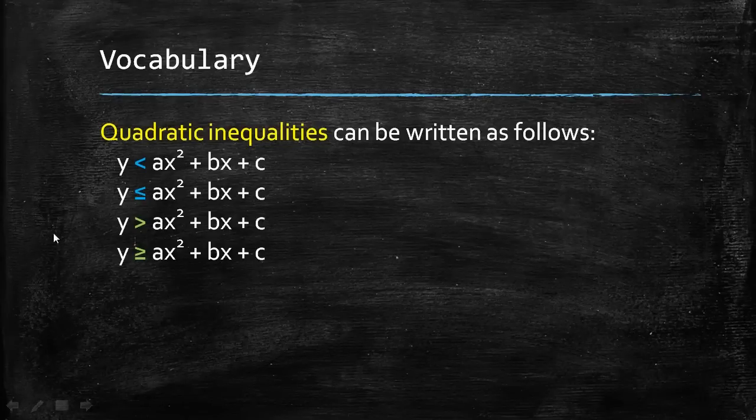Notice that in all of these inequalities, they are written in standard form where I have a positive y and I have ax squared plus bx plus c. This allows me to easily identify what my a term, my b term, and c term are so that I can find the vertex, the roots, and use an input-output table to graph these quadratic functions.